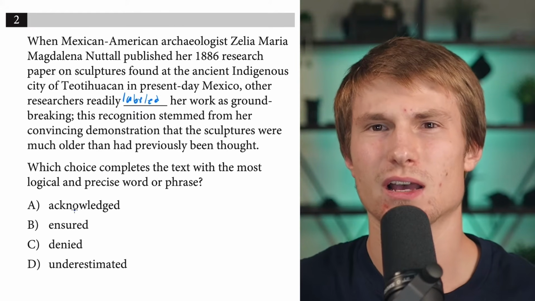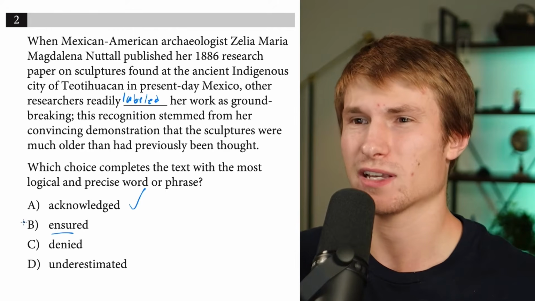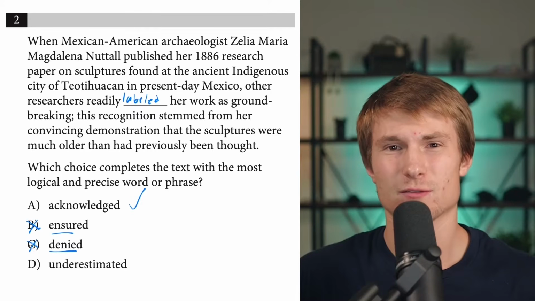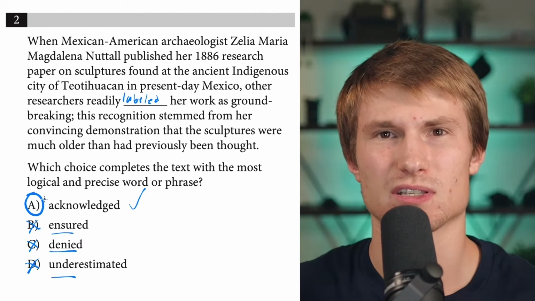We've got option A, acknowledge. They readily acknowledge her work as groundbreaking. That would make sense. Ensured, they can't really ensure it. Denied it. They obviously are not denying that it's groundbreaking. They're not underestimating it. Okay, so acknowledge would make the most sense there. So our answer would be A.